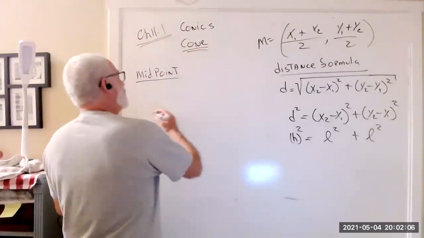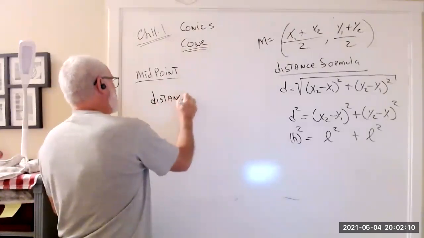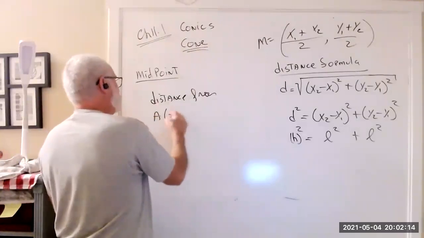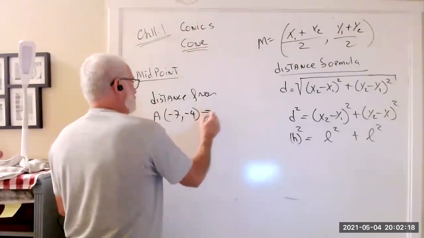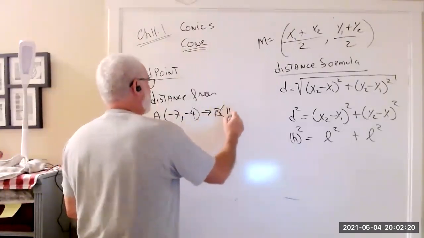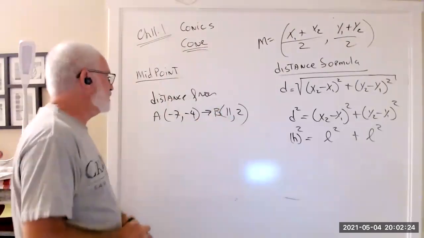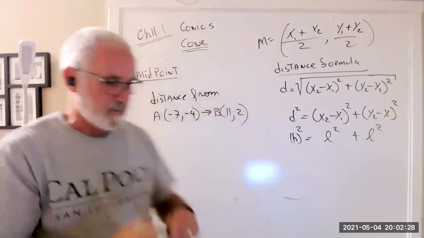I want you to find the distance from point A, which is -7, -4, to point B, which is 11, 2. Find the distance from point A to point B.